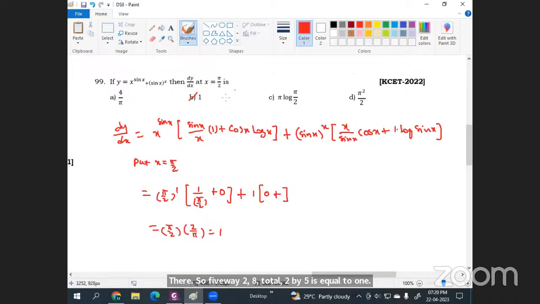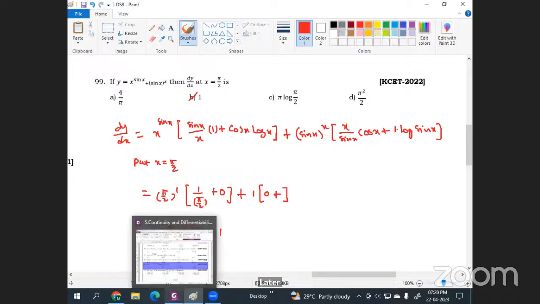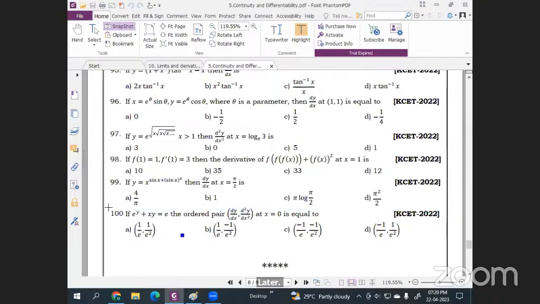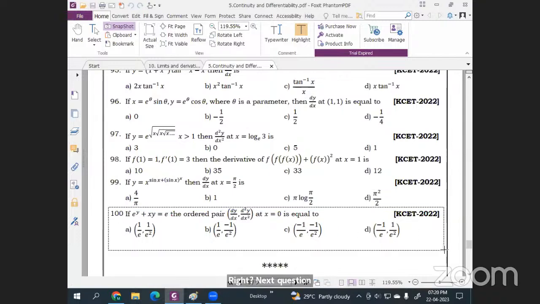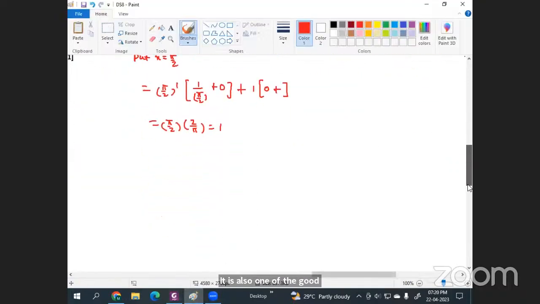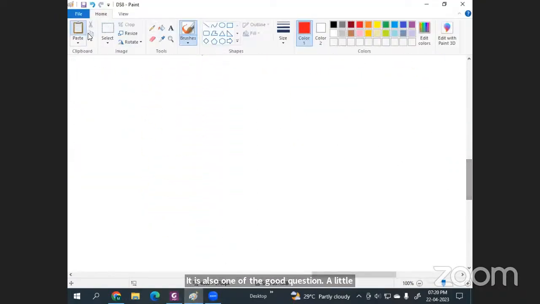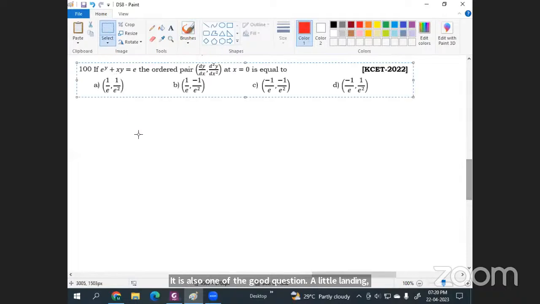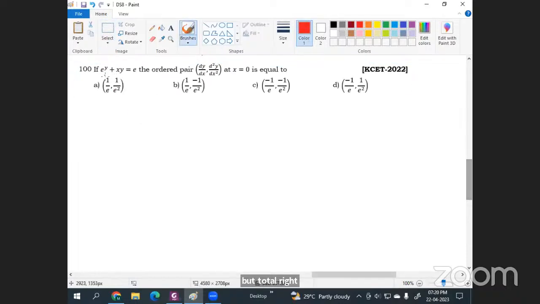See, so complicated problem we have done in the simplest way. Right? Right. Next question. It is also one of the good questions. A little lengthy. What to do? e power y plus xy equal to e, the ordered pair dy by dx, comma d square y by dx square at x equal to 0 is equal to what?